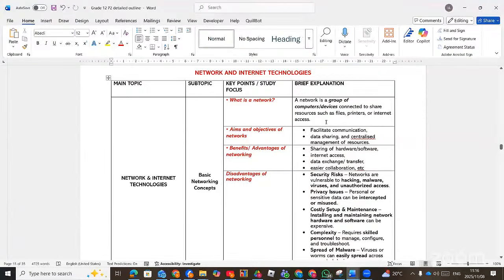Aims and objectives of a network: facilitate communication, data sharing, and centralized data. But the benefits, or the advantages: sharing hardware and software, internet access, data exchange or transfer, easier collaboration, and so many. At least you need to know 2 of them.